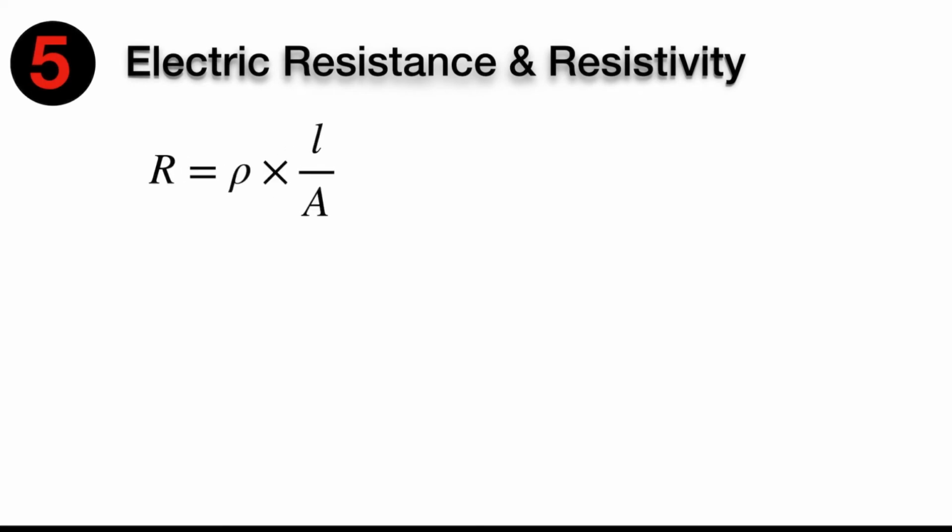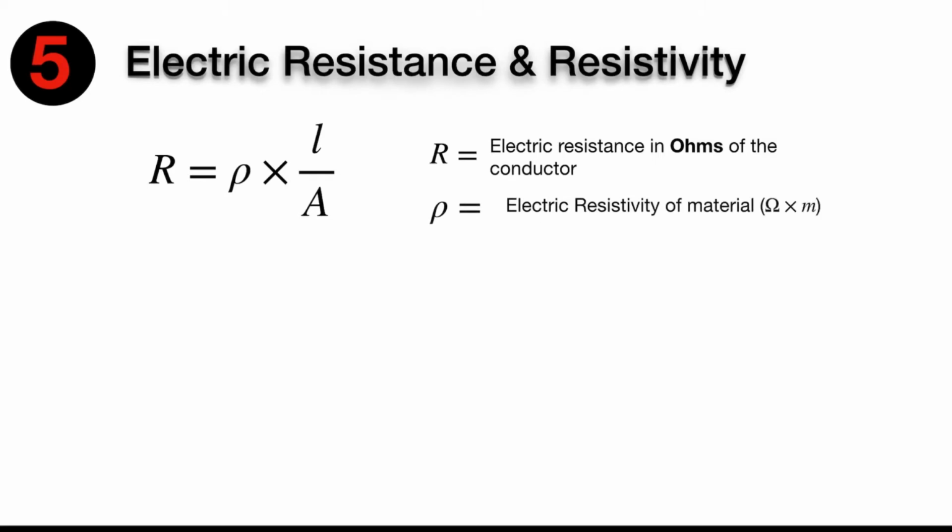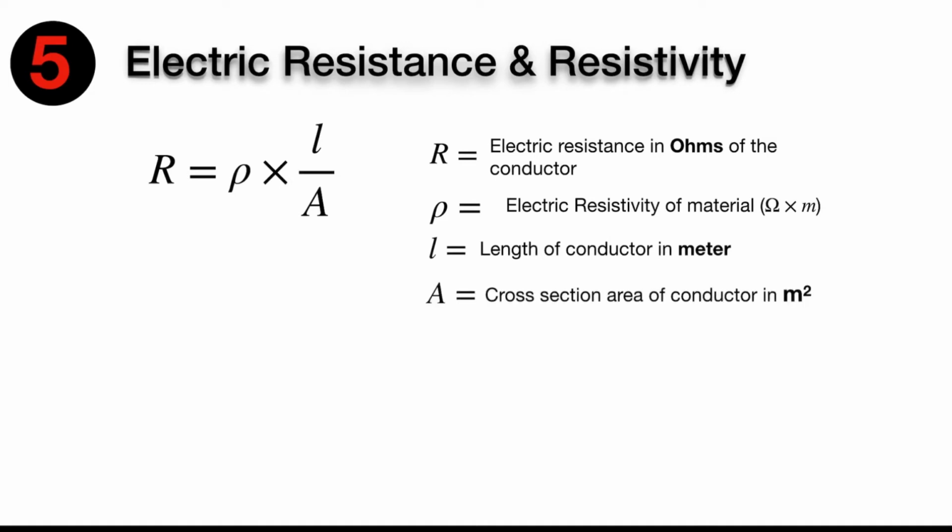Electric resistance and resistivity. Resistance is given by rho multiplied by L divided by A. Here R is the electric resistance in ohms, and rho is the electric resistivity of the material, and the unit of measure of it is ohm meter. Electric resistivity is the property of the material, and it doesn't depend on the dimensions of the conductor. L is the length of the conductor in meters, and A is the cross-sectional area of the conductor in meter square.